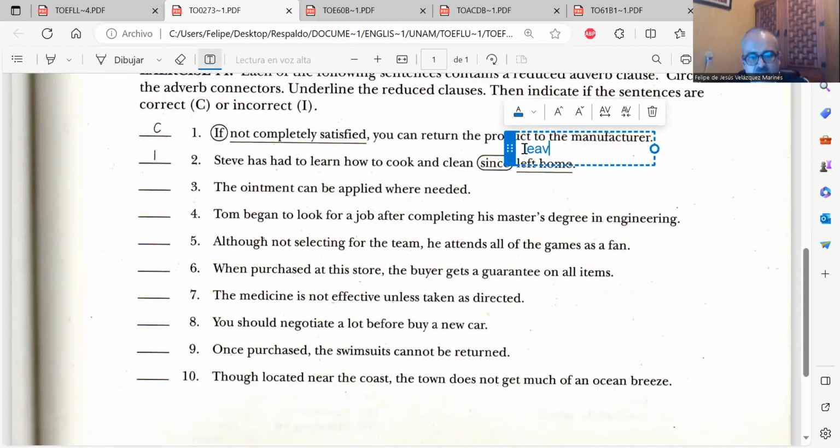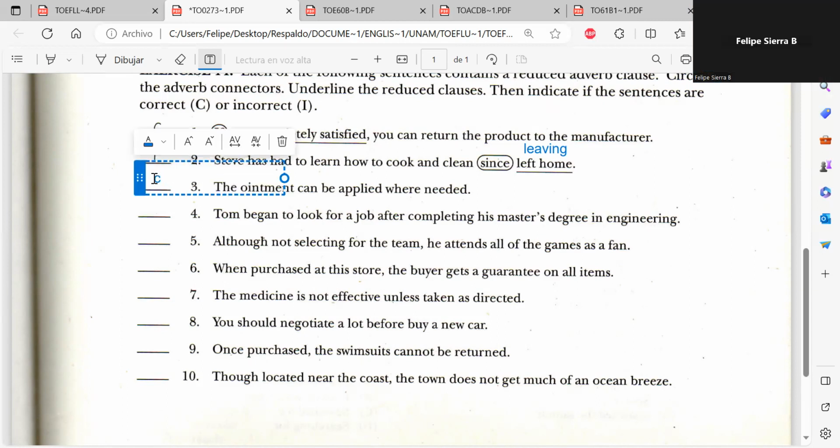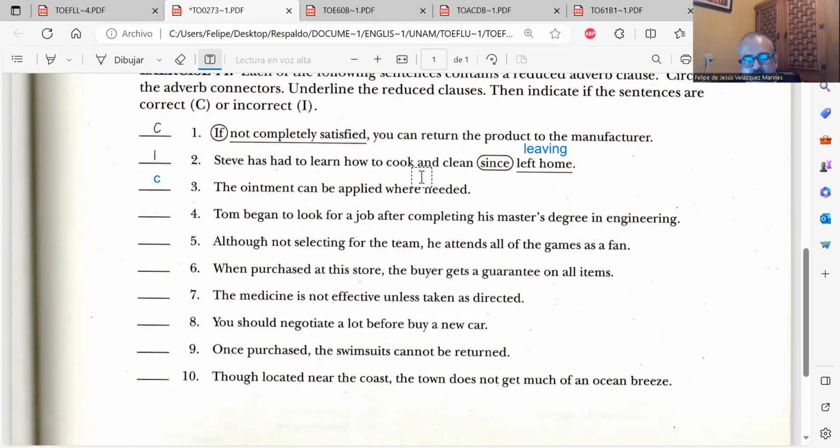Okay. So, Felipe, what is number 3, correct or incorrect? The element can be applied where needed. It is correct. The element can be applied where it is needed. Yes, where it is needed. And then you say, what is the repetition? It and is. I eliminate it, and the auxiliary verb can be eliminated. So, where needed. Okay, good.